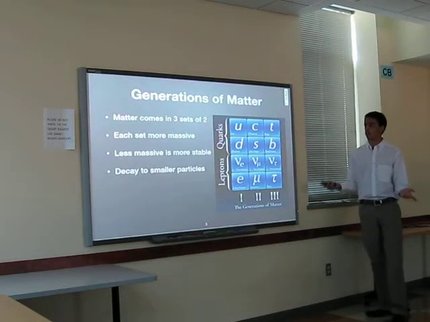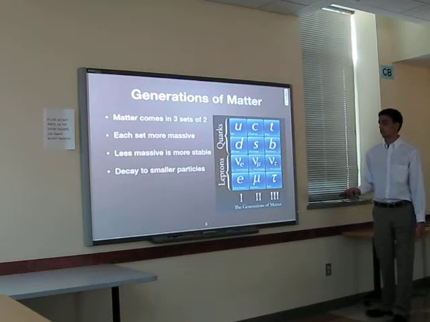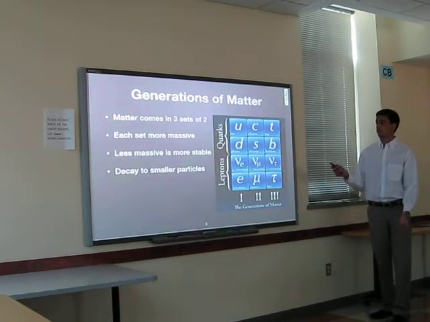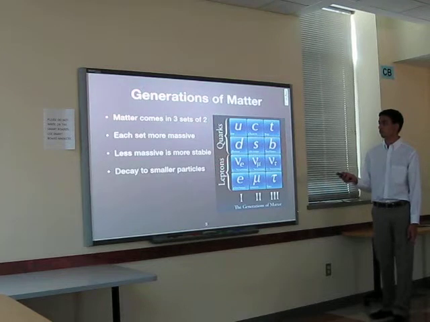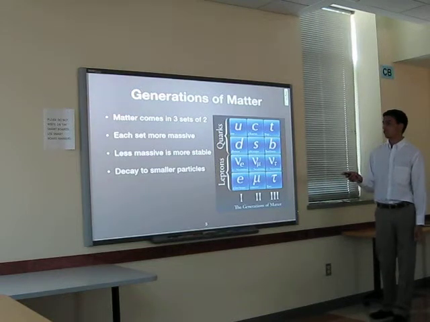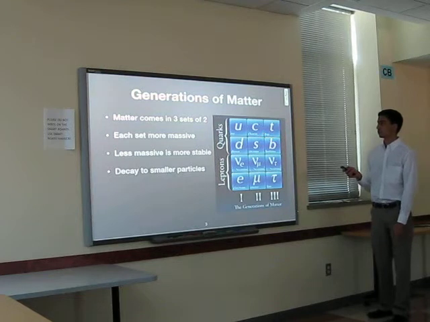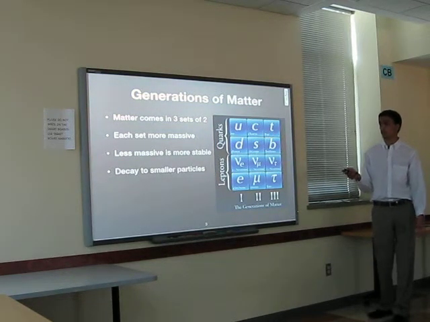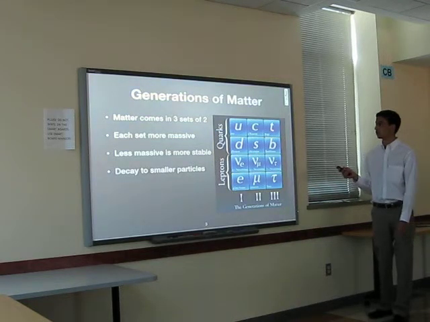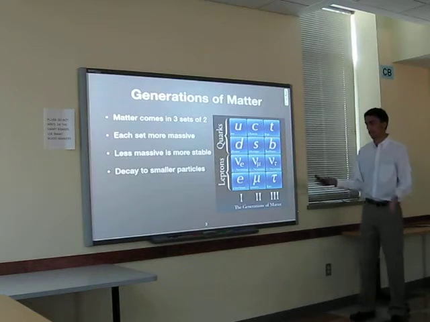So, generations of matter. The 2 sections of matter are the quarks and the leptons. They come in 3 sets of 2. So you have the up, down, the charm, strange, the top, bottom, and the electron, neutrino, etc. Each generation of matter is progressively heavier. So you have the lightest and then the heaviest. But matter wants to be as light as possible, so generally it'll go from top to up, or from that set of generations.